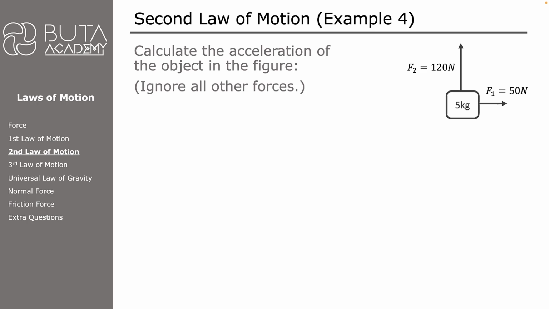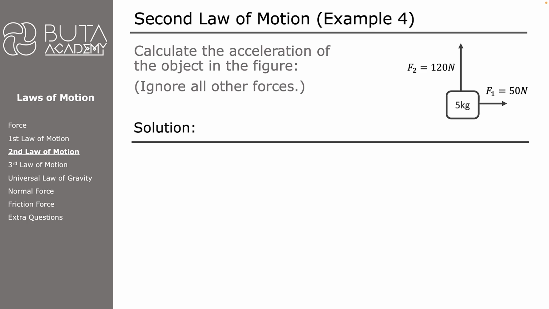The last example is a bit complicated one. Two forces are acting on a 5 kg object at a right angle to each other. The task is same as in the previous examples, to calculate the acceleration of the object. As usual, we start our solution by drawing a free body diagram. There are two forces applied on this object, F1 applied to the right and F2 applied upwards.